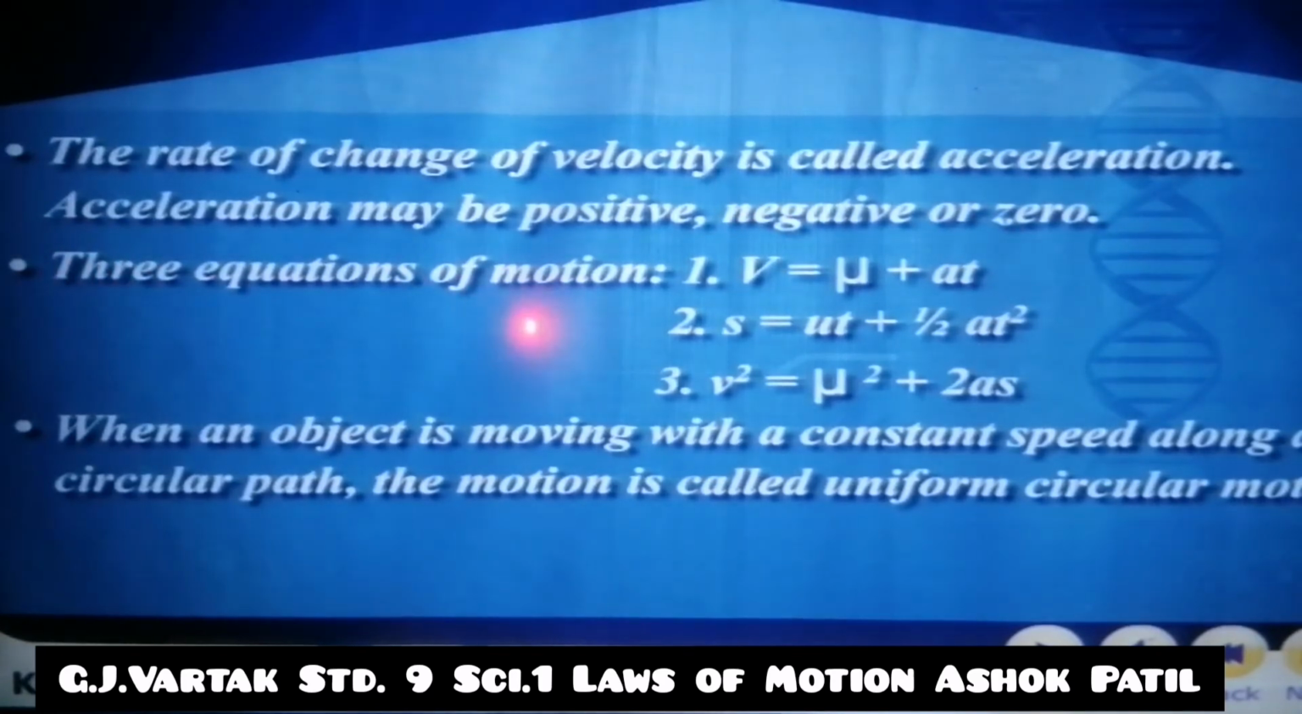3 equations of motion: first one is v is equal to u plus at. Second equation, s is equal to u into t plus 1 half a into t square. Third one, v square is equal to u square plus 2 into a into s. When an object is moving with a constant speed along a circular path, the motion is called uniform circular motion.